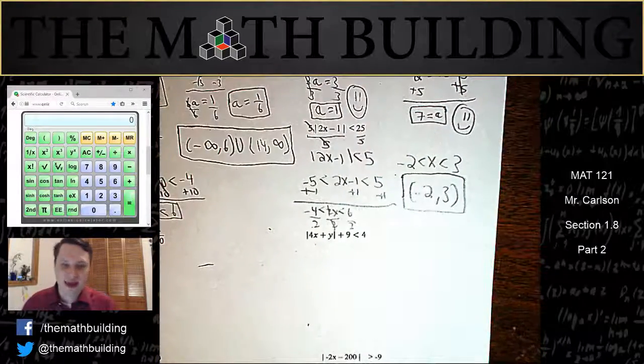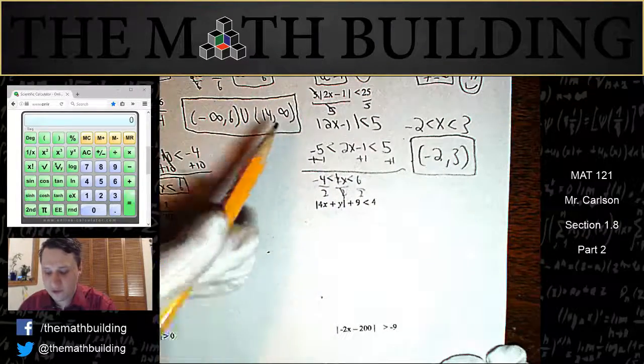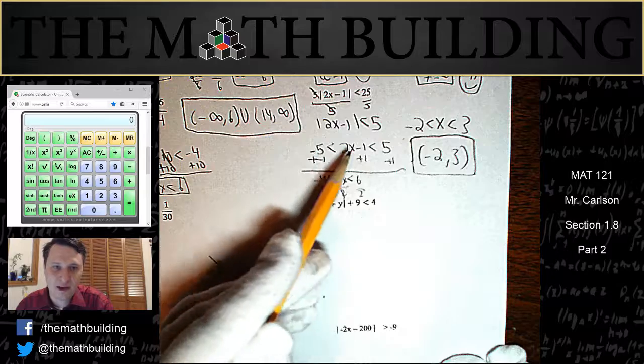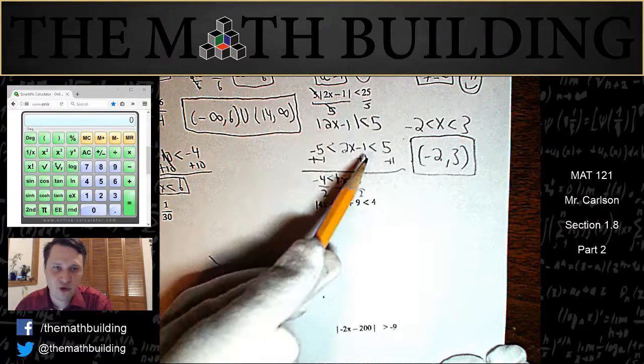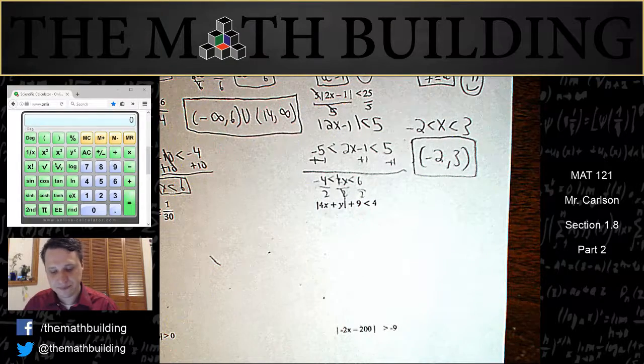So I actually like AND problems a little bit better because to me they're easier. But you can only do them this way if you remember how to set up the compound inequality. So negative 5, 2x minus 1, 5. And then you just solve that for x.